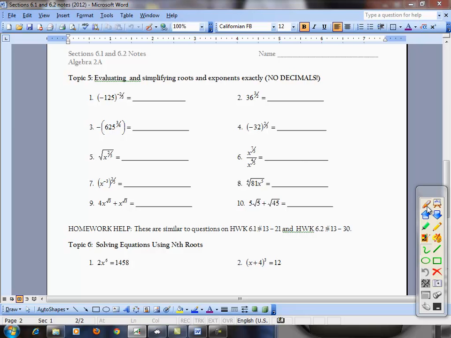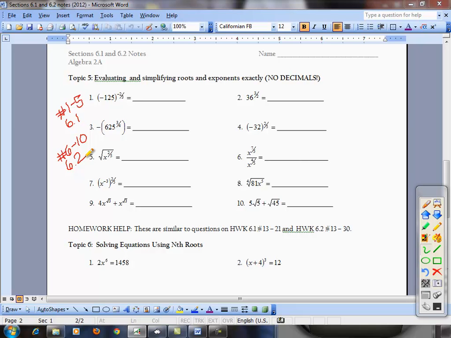It looks to me like, if I can keep this straight, numbers 1 through 5 are from 6.1, and numbers 6 through 10, I believe, are from 6.2. Okay? So to kind of keep in mind as to where things are coming from. So let's take a look. We are going to ask you to evaluate these, but you can't have a decimal. So your calculator will come in handy a little bit, but not a ton.